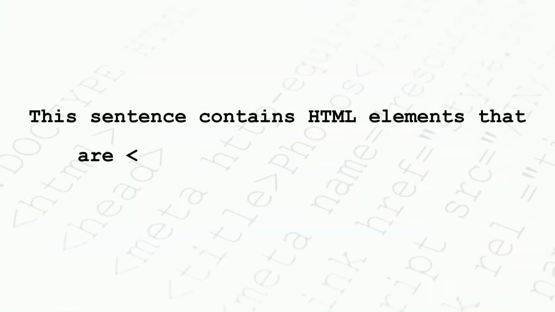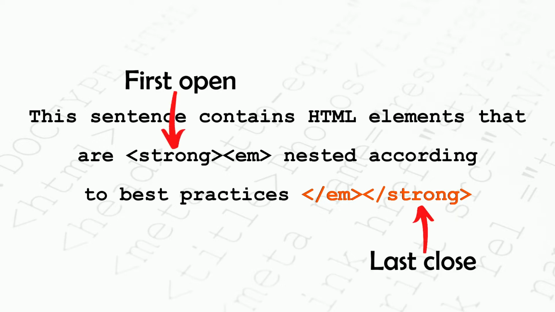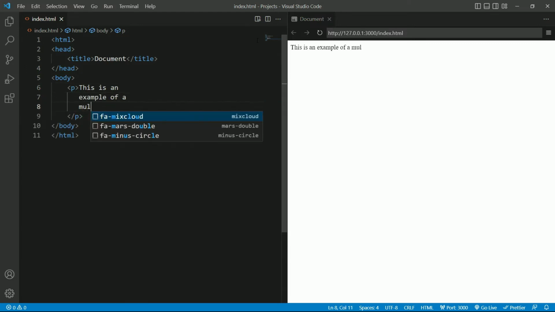Here is another example which shows that the EM tag is closed first, then the strong tag is closed. This is a proper way of nesting elements. Ideally, first open is last close. It's also seen that professionals always try to close the tag as soon as they open it, and then they write the content in between.